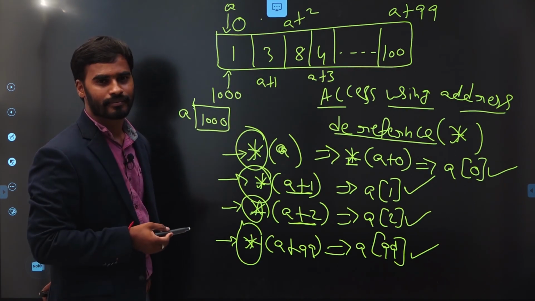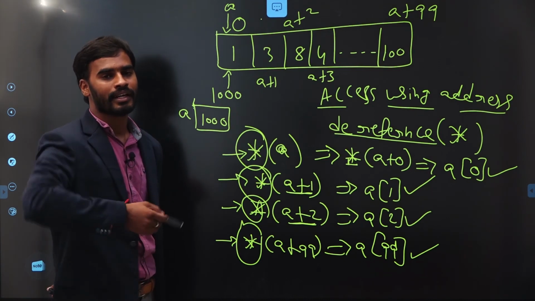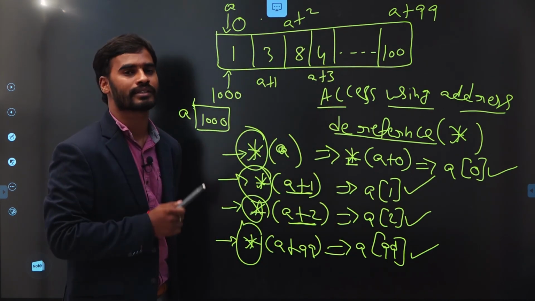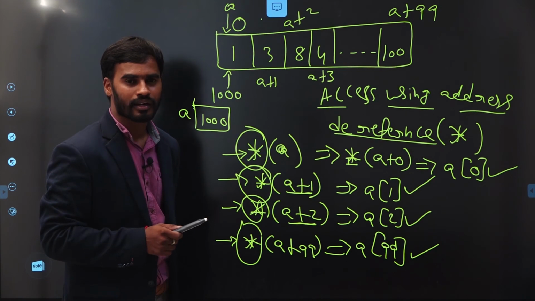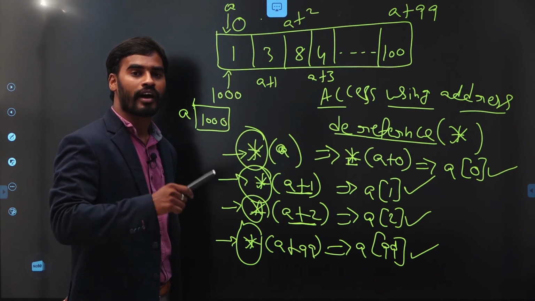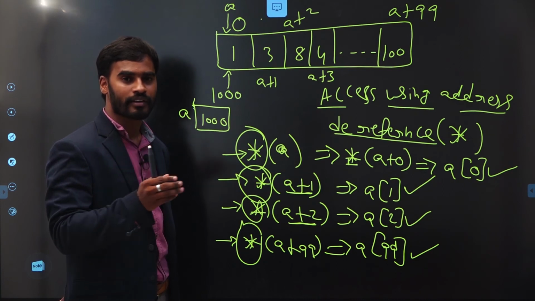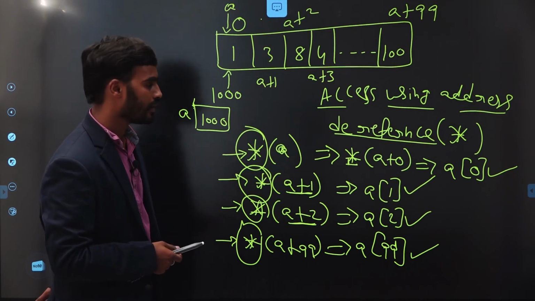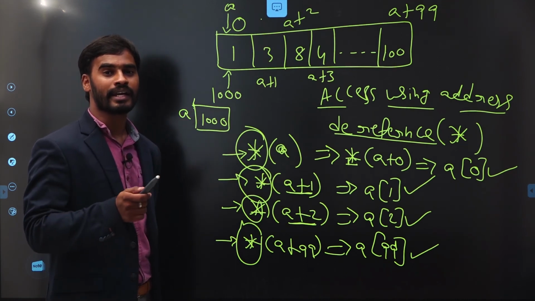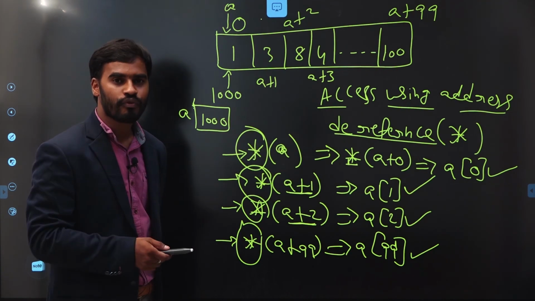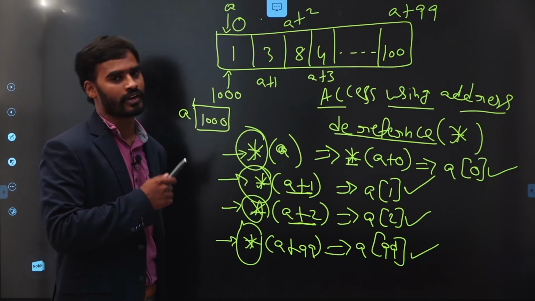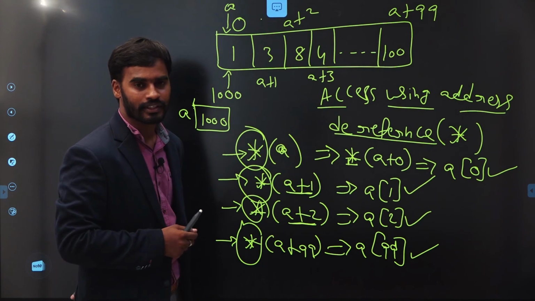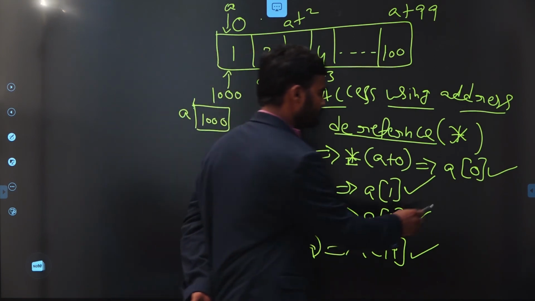What is an index? An index is nothing but how many blocks away a particular element is from the first block. I will repeat once again: the index is nothing but how far a given element is from the start element. The first element is not away from the first block, so the index is 0.